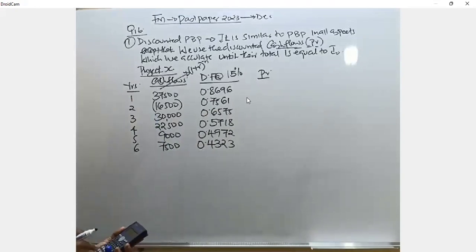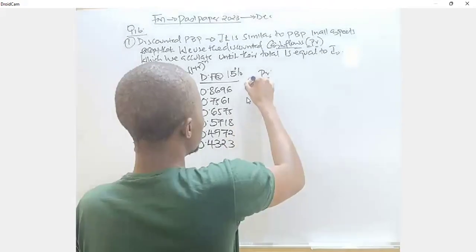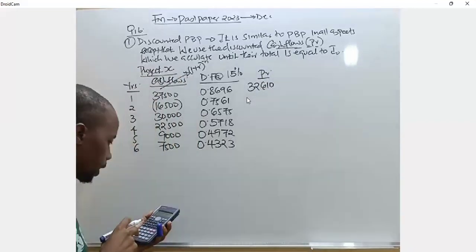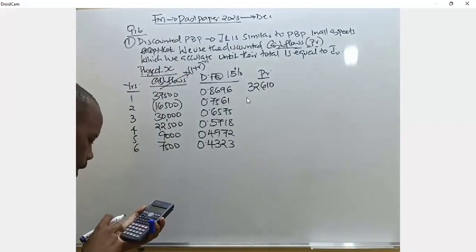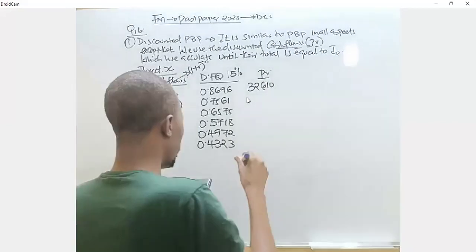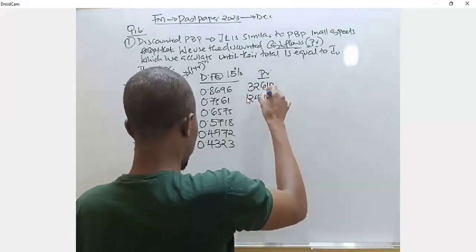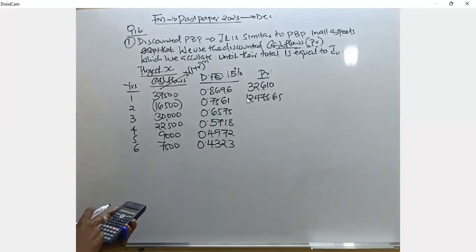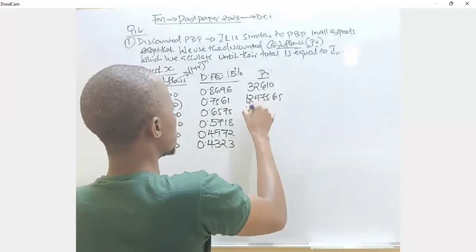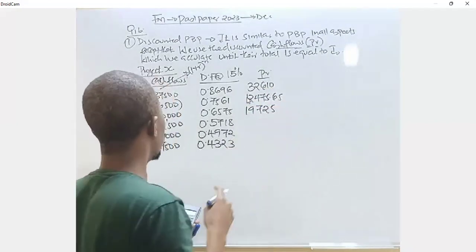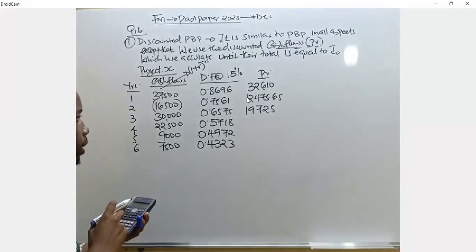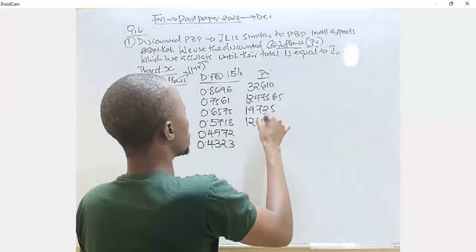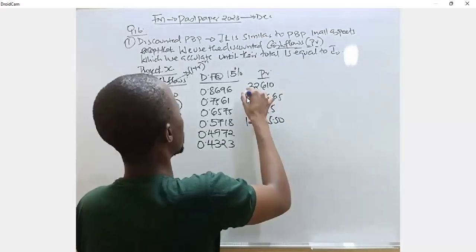So let me start with the first one. That 7,500, I multiply with 0.8696, getting 6,522. The second one will be 16,500. Don't forget it's negative. Multiply by 0.7561, getting 12,475.65. The third one will be 30,000, we multiply by 0.6575, getting 19,725. Then the other one will be 22,500. We multiply it with 0.5718, getting 12,865.50. This one is negative.